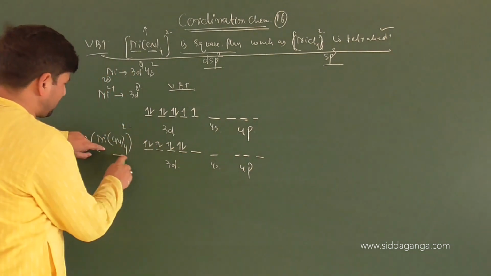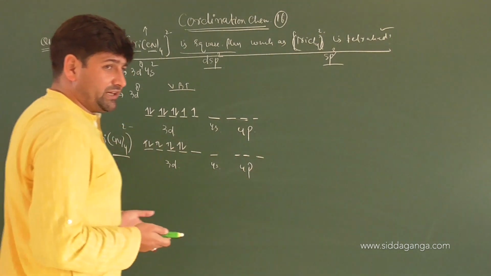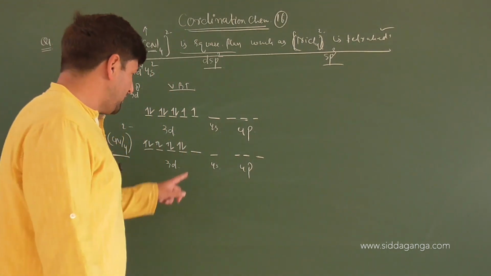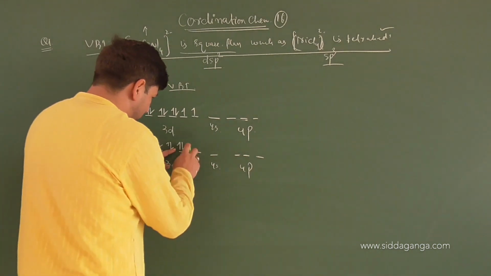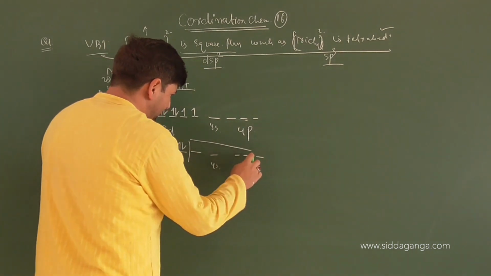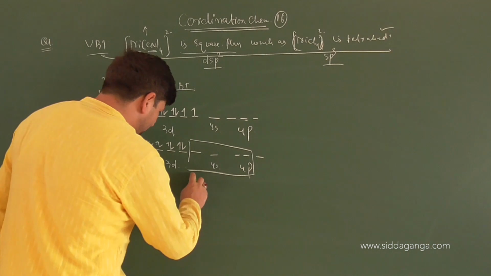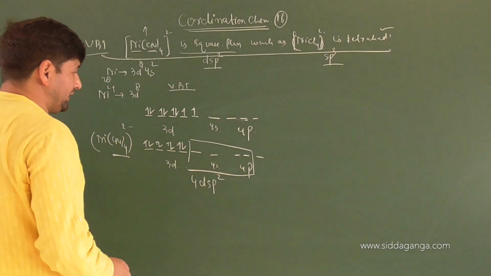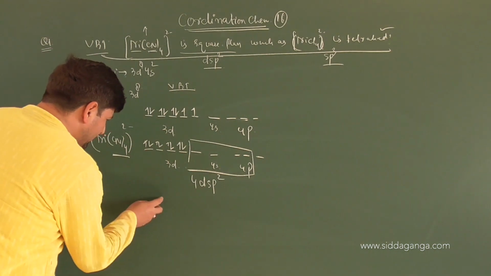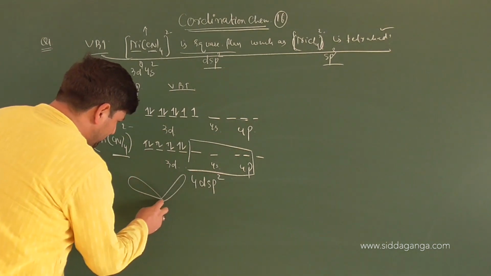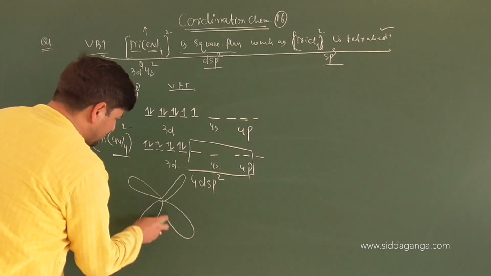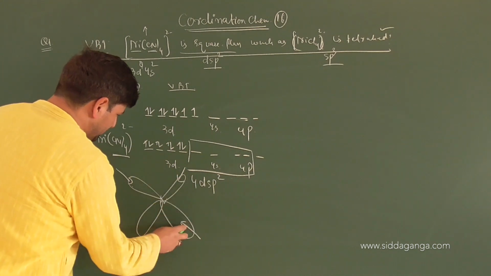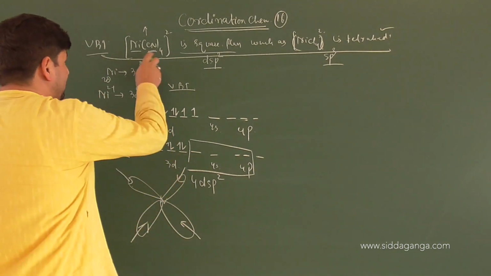Now how many ligands are coming for bond formation? 4. According to hybridization and according to VBT, how many hybrid orbitals should be provided? 4. So how can you provide 4 hybrid orbitals? 1d, 1s and 2p will combine, resulting in the formation of 4 dsp2 hybrid orbitals. And we know those 4 dsp2 hybrid orbitals will be oriented in a square planar direction around the metal atom, nickel, and bonds will be made with it. This is the reason why Ni(CN)4 is square planar.